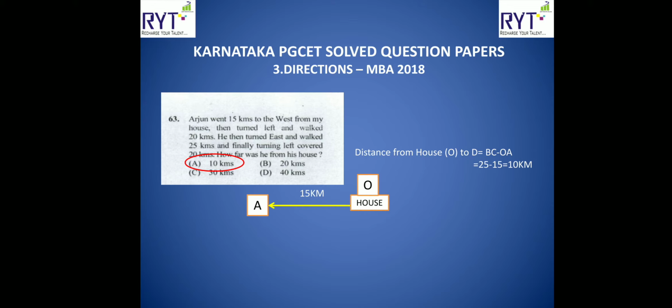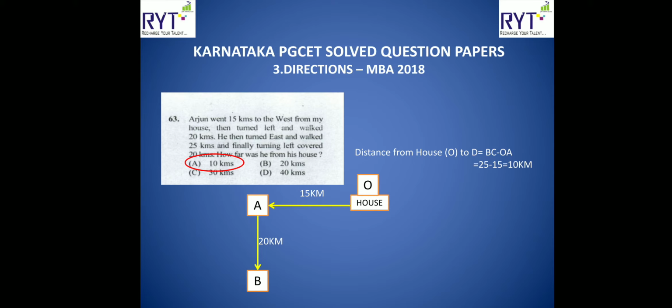From there he turned left again. So from point O to point A he traveled 15 kilometers, that is towards west. From point A now he takes a left and walks towards point B 20 kilometers.